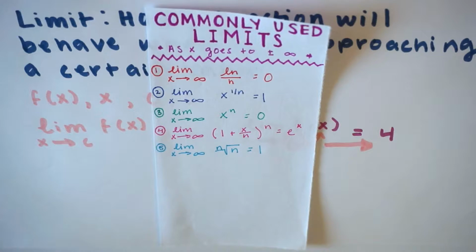The limit of 1 plus x over n raised to the nth power is e to the x, and the limit of the nth root of n as x is approaching infinity is 1. And these limits, you do not have to prove them or anything because they're part of the commonly used limits. So if you ever see these limits on anything, you can basically memorize them and get them right away. So let's do some examples.